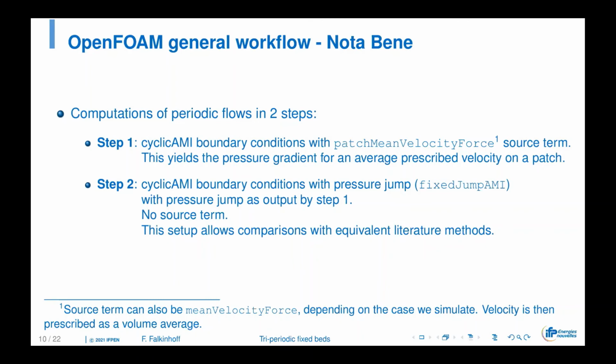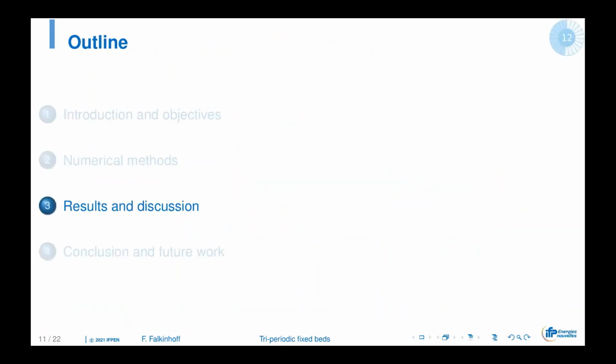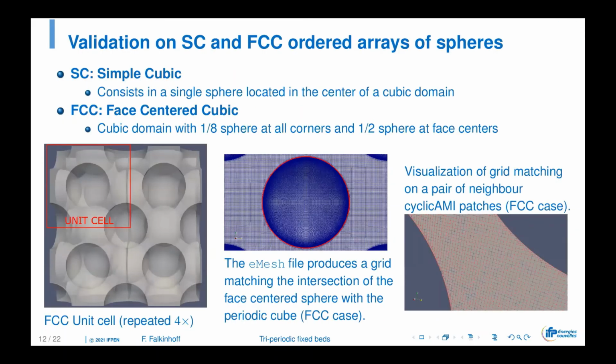And then, in order to be comparable with other software and literature, we do a second step, which is removing the source term and applying the pressure jump of step one to the boundary conditions, with something called the fixedJump AMI boundary condition. This is a sort of modified cyclic AMI, but it is included in the standard sources of OpenFOAM. Let's discuss a little bit about the results we have obtained.